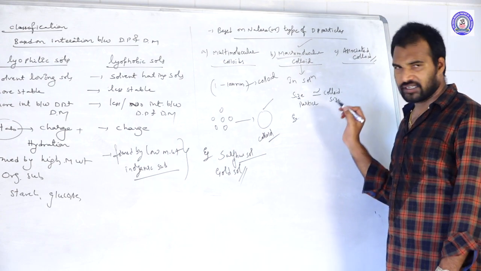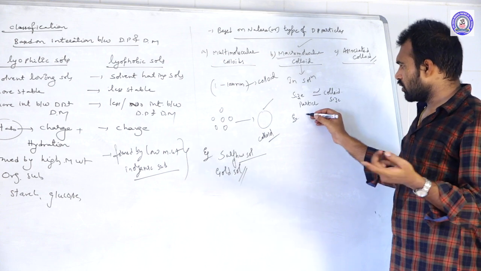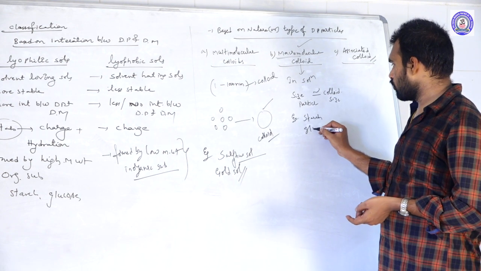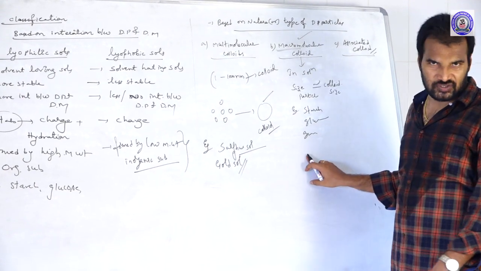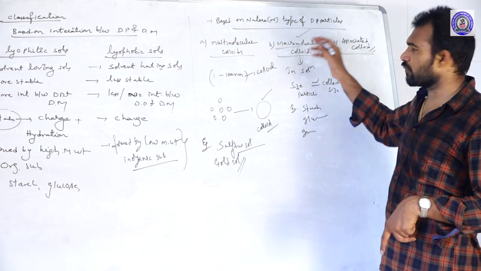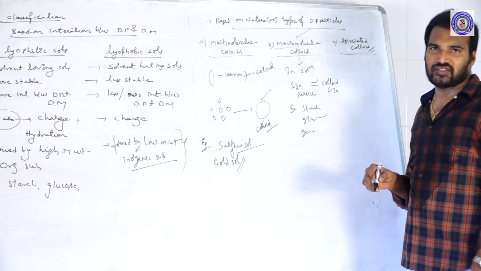And examples for this, all organic substances. Macro means bigger, like you take a starch solution, glucose solution, gum arabic. So these all are proteins, the solutions of proteins, enzymes. These all are macromolecular colloids. Next, coming to the associated colloids.